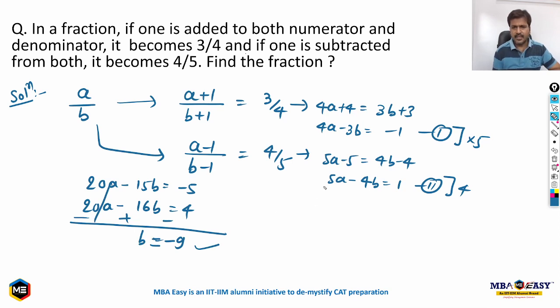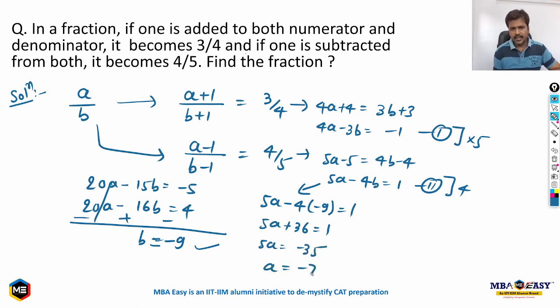Substitute that value of b in equation 1 or 2. So I'm substituting in equation 2 here. 5a minus 4 times minus 9 is equal to 1, or 5a plus 36 is equal to 1, or 5a is equal to minus 35, or a is equal to minus 7. So I've got my a and b. So my fraction is a by b, which is minus 7 by minus 9, getting 7 by 9.